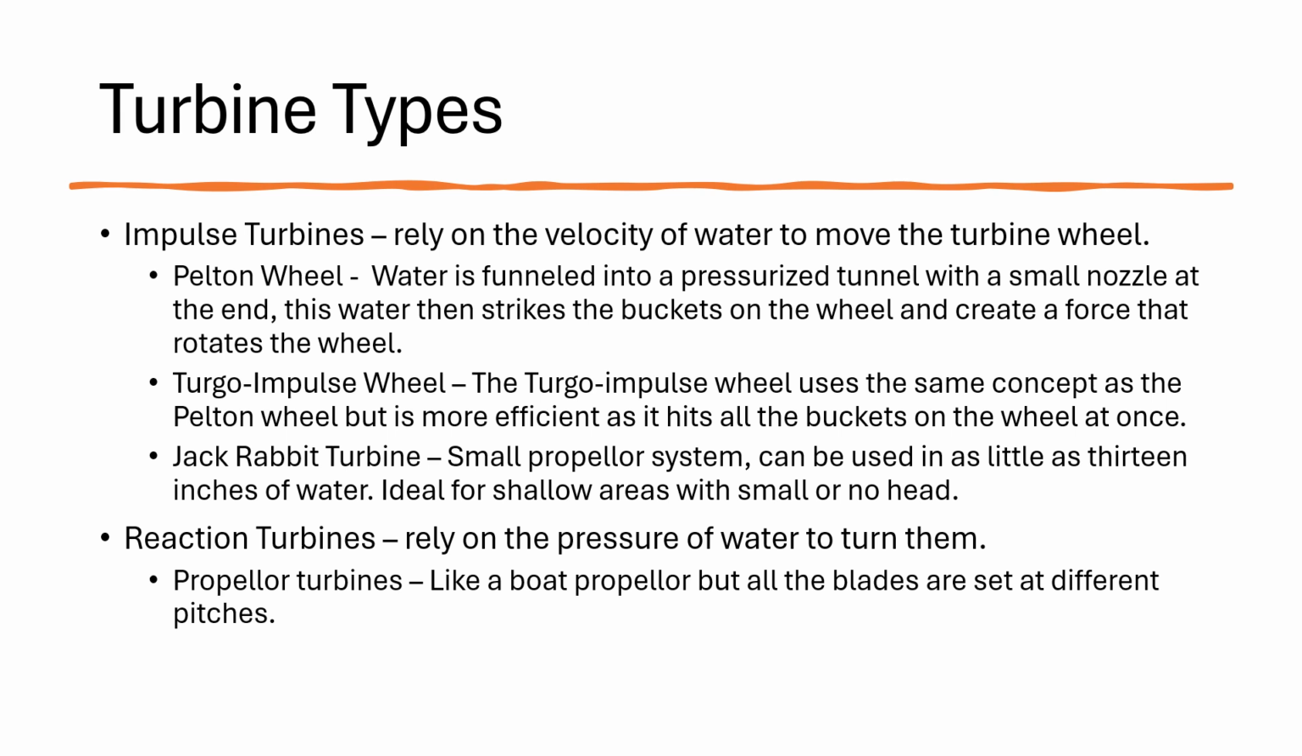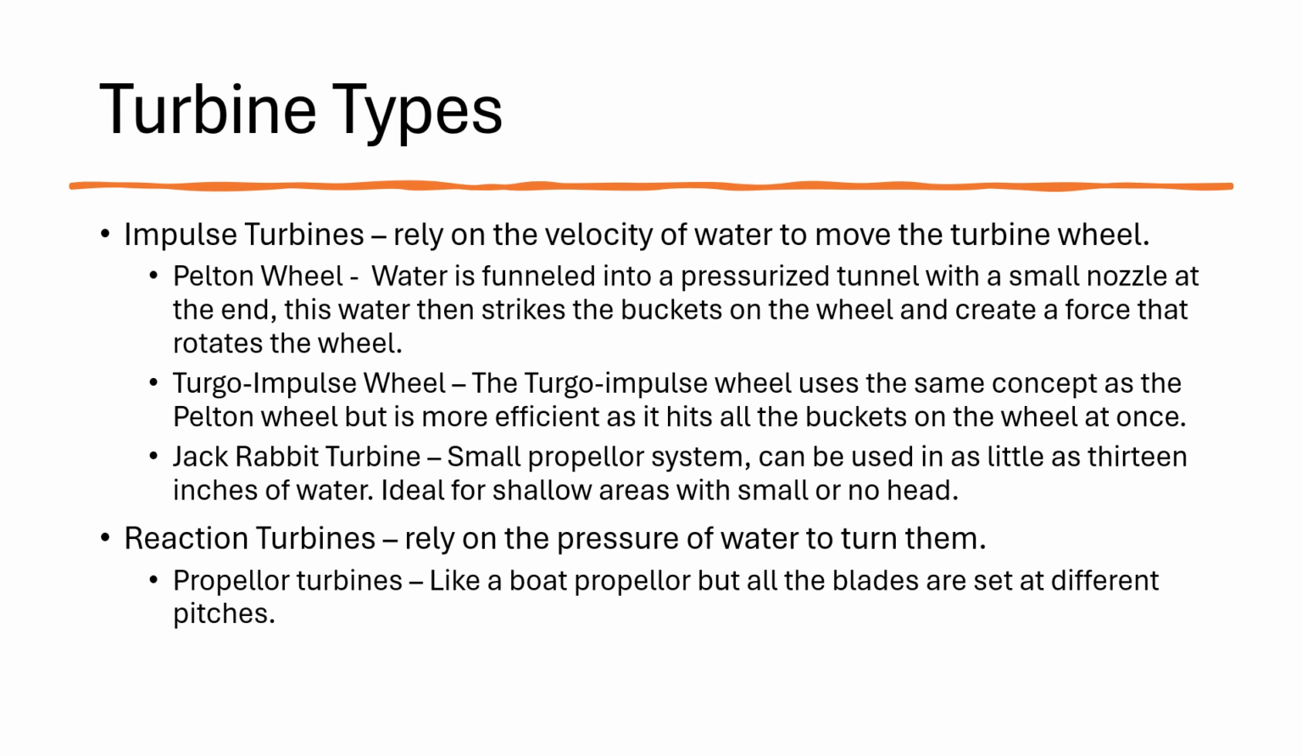Then the Turgo impulse wheel. It uses the same concept, but it's more efficient because it has 3 nozzles that go out and hit all the buckets at once. You got the Jackrabbit turbine, which is like a small propeller system. That's ideal for areas with small or no head. That's really the only areas those are used in.